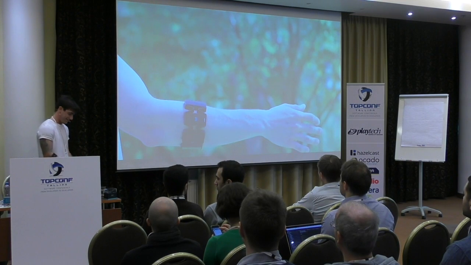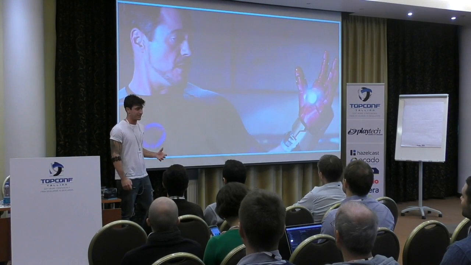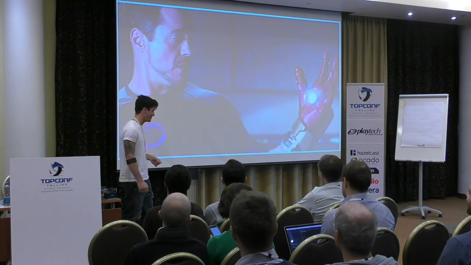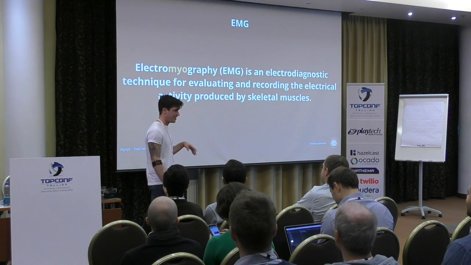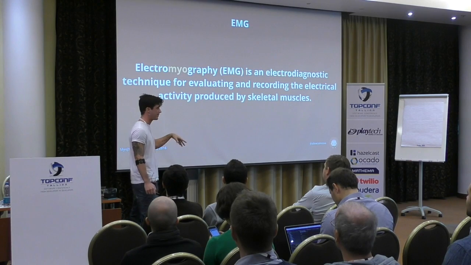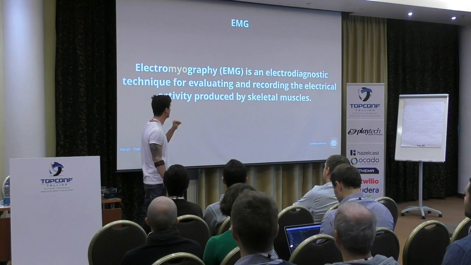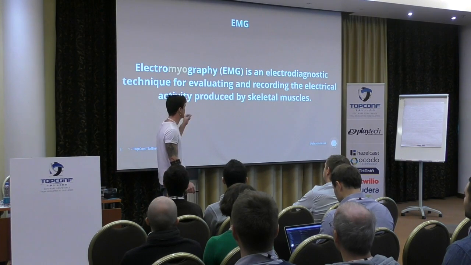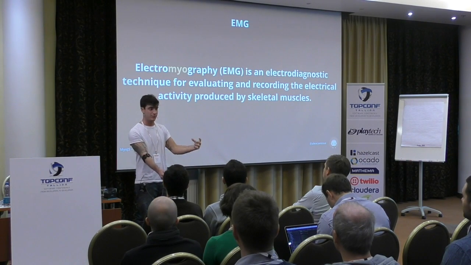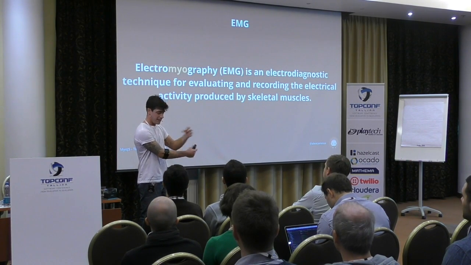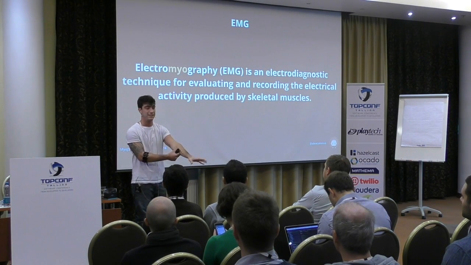So you can imagine how I felt the first time I wore the armband. Right? So what can I do with it? Let's have a look. How does it work? It works with electromyography. That's why the name Myo. Electromyography is an electrodiagnostic technique for evaluating and recording the electrical activity produced by the skeletal muscles. Whenever your hand creates tension in your muscles, which are here, the armband has EMG sensors inside, so it detects the activity of your muscles.